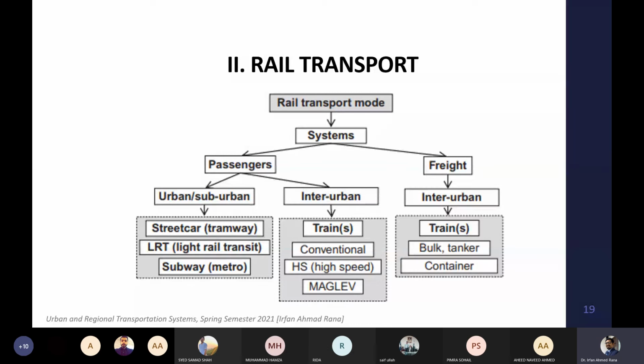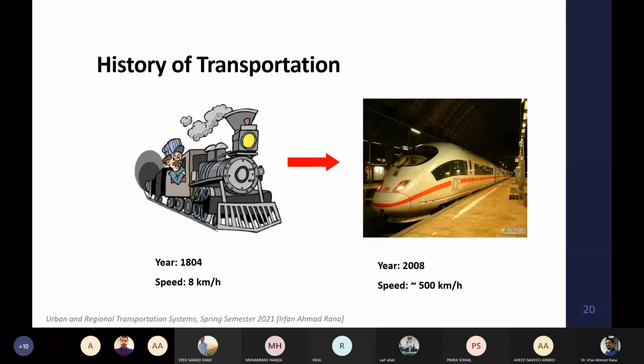Let's move on to the rail network now. In rail network, there are different rail networks. We'll go into each one in detail. Okay, so transportation speed limits, like the evolution of transportation. We went from 8 kilometers per hour to more than 500 kilometers per hour.